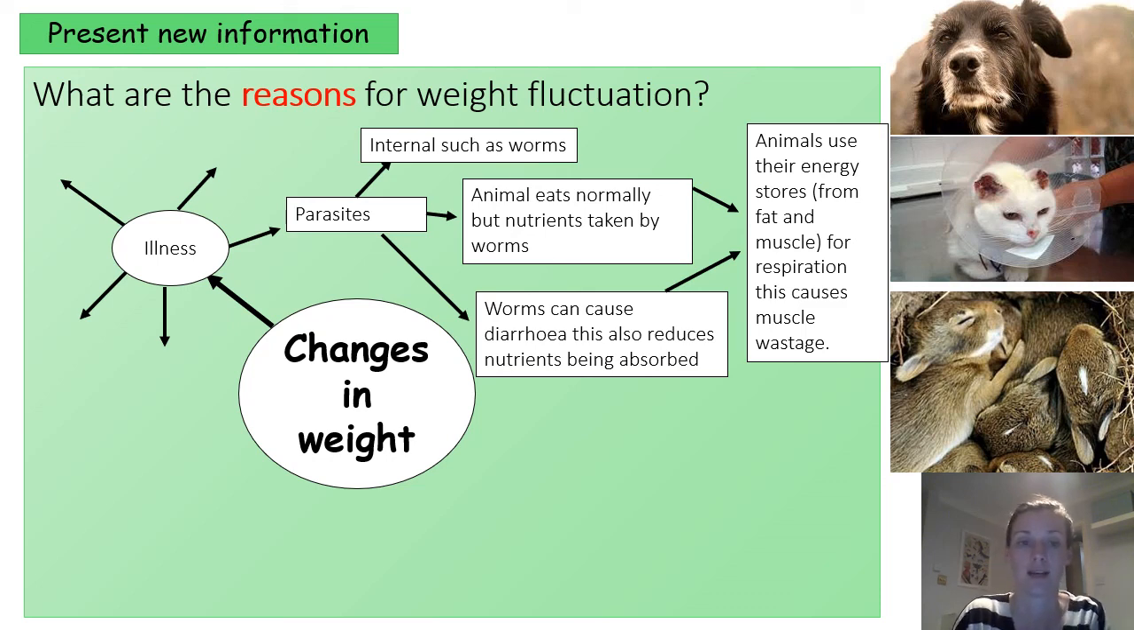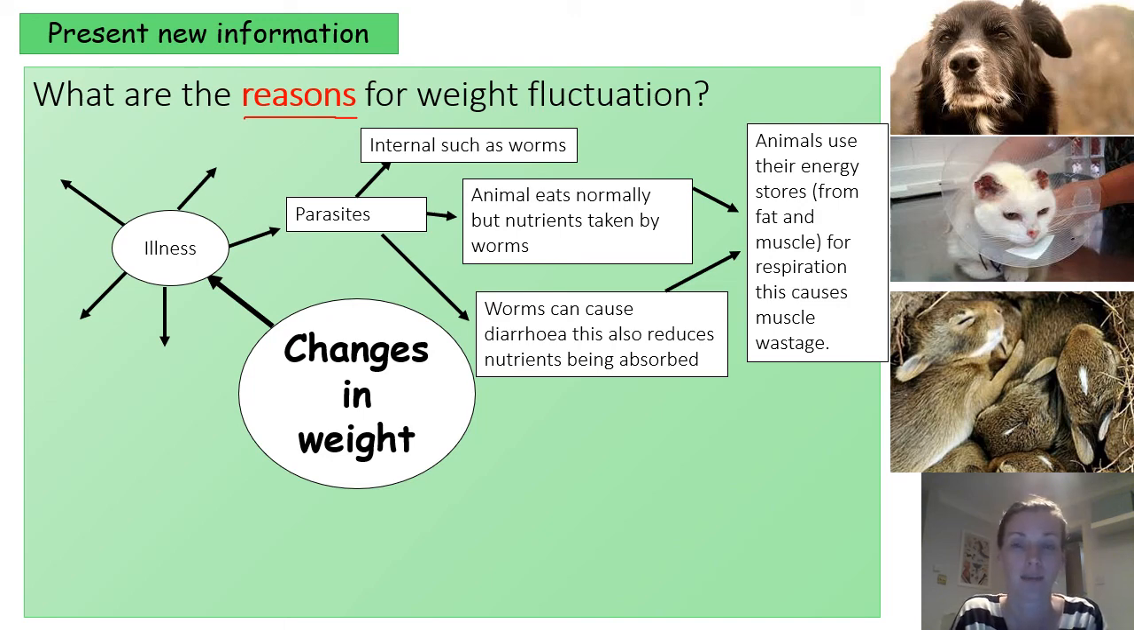So you can see how here it's not just a mind map that just lists all the things that changes in weight. Of course, that's what we did on the last slide. What I want you to do today is to look really carefully and think, well, what is the reason for that? So you might need to do some research on the internet to find out what sort of illnesses affect some of the animals that we look at in our courses.